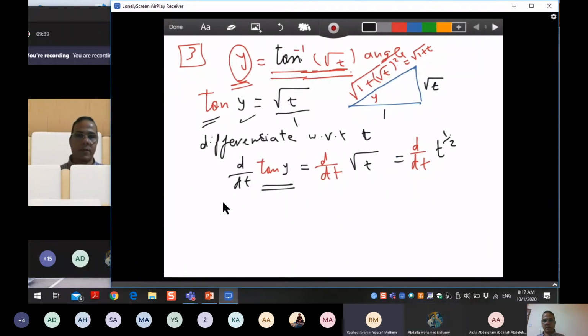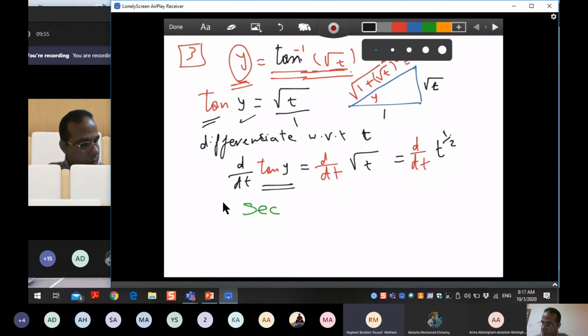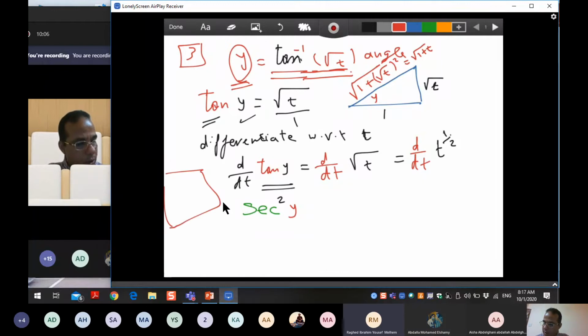It's clear? Okay. What is the derivative of tan y? Sec squared, excellent. Sec squared for my angle y. Okay, is that it? No, because as I told you, I have a box. The big box is tan, the smaller box is y, right? y is a function of t, so I have to multiply by dy by dt.